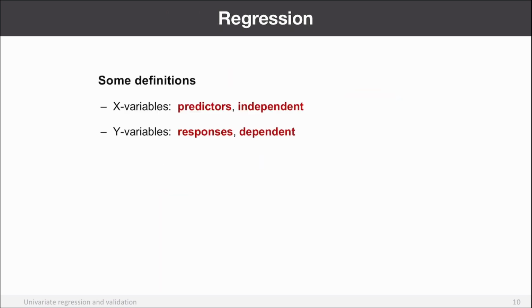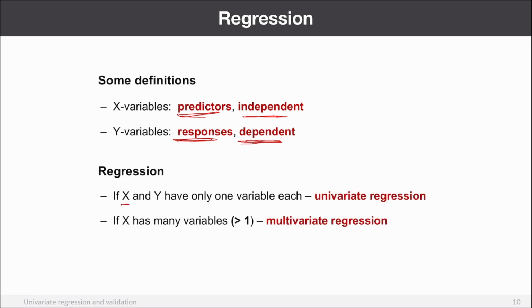Okay. I already defined the x variables as predictors and y variables as responses. Sometimes we also call x variables independent and y variables dependent, meaning that x variables do not influence each other, they vary independently, while the y variable depends on x. Okay.